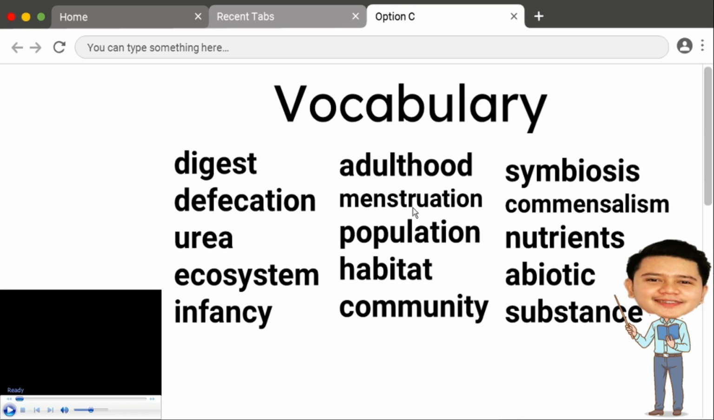Again, repeat after me. Digest. Defecation. Urea. Ecosystem. Infancy. Adulthood. Menstruation. Population. Habitat. Community. Symbiosis. Commensalism. Nutrients. Abiotic. And substance. So this time, get your exam test.